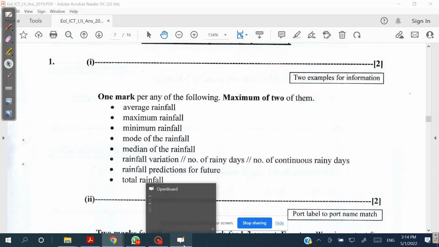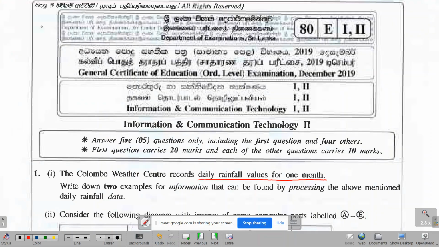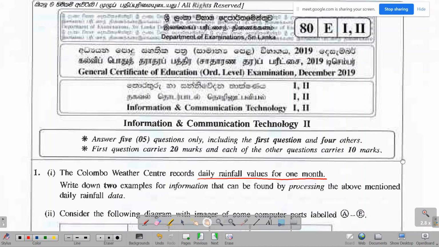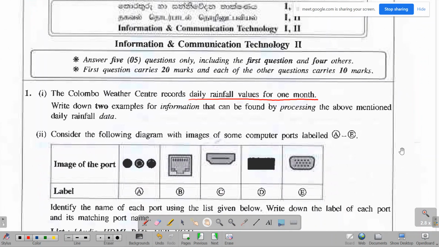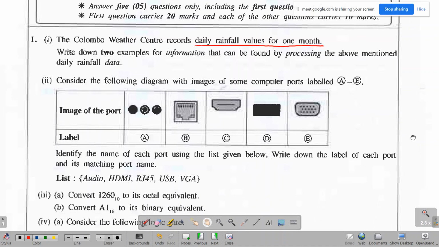Right, so moving to the second question. So the second question is saying, consider the following diagram with images of some computer ports labeled from A to E. Identify the name of each port using the list given below. Write down the label of each port and its matching port name. Right?